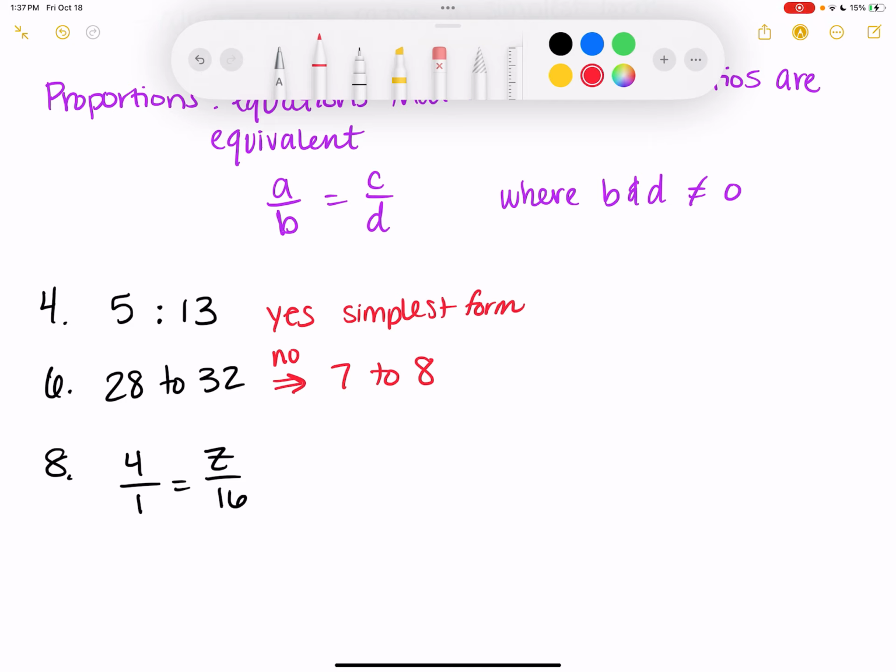So if you have z divided by 16, how do I undo division? Multiplication. So I'm multiplying by 16. 16 times 4 is? 56. Wait, no. It is 64. Yes. So 64 is equal to z. And so that would be your answer.